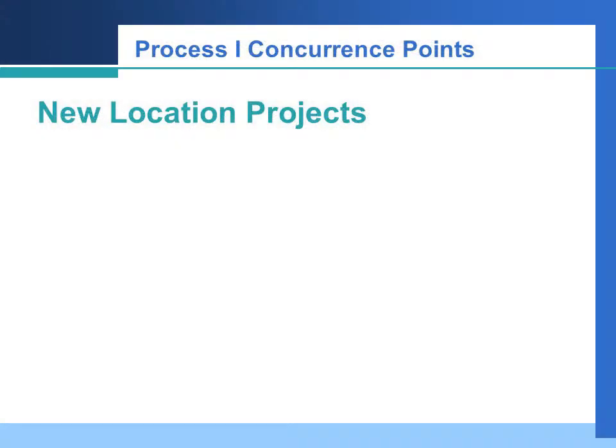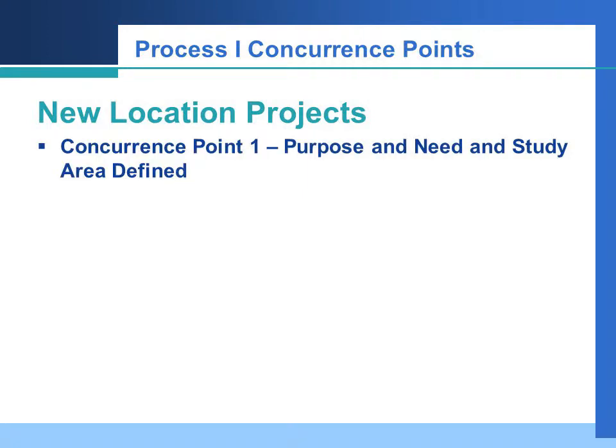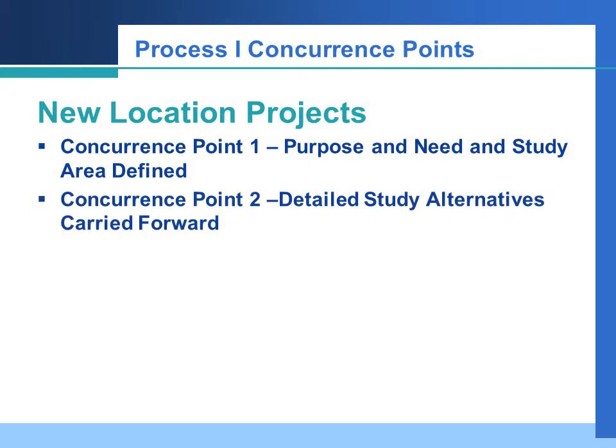These are the concurrence points for Process 1 to be used for new location projects. Each of these concurrence points will be discussed in detail later in the course. Concurrence point 1 is to determine the purpose and need for the project and define the study area. Concurrence point 2 is to decide on which corridors will be studied in detail.